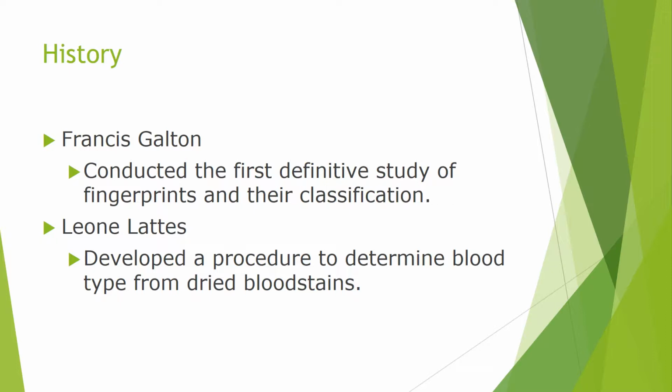Francis Galton undertook the first definitive study of fingerprints and developed a methodology of classifying them for filing. Karl Landsteiner produced a procedure to determine blood type from dried blood stains. He discovered that blood could be grouped into different categories. These blood groups or types are now recognized as type A, type B, type AB, and type O.